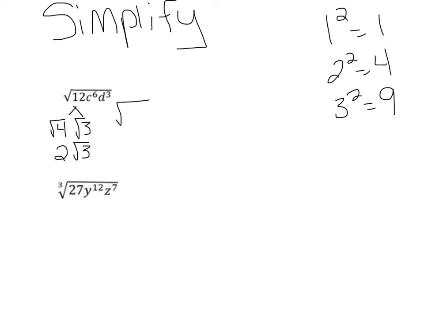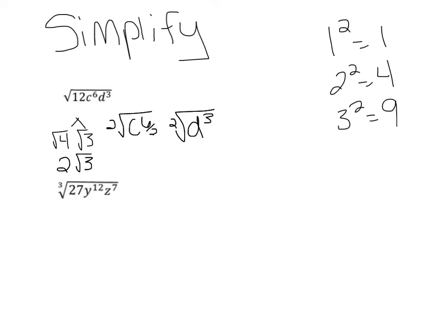We have the square root of c to the 6th and the square root of d to the 3rd. Now looking at this, remember, if we have the square root, that's the same as saying a 2 out in front. So we can divide the 6, c to the 6th, by 2. So doing this, we get c to the 6 divided by 2, which is 3. So c cubed.